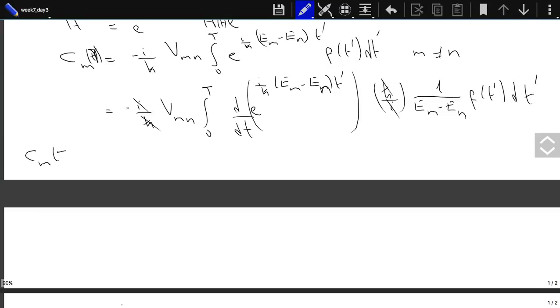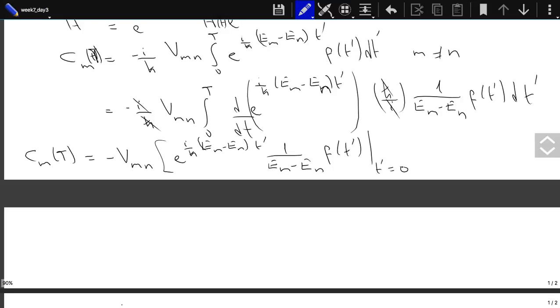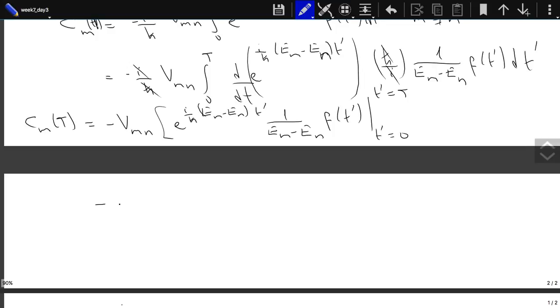Cm at the time t will be minus Vmn. Now if we do the integration by parts, this is e to the power i over h bar (Em minus En) of t prime, times 1 over (Em minus En) f of t prime, evaluated from t prime equal to 0 up to t prime equal to t, minus the integral from 0 to t of e to the power i over h bar (Em minus En) of t prime, times 1 over (Em minus En), df by dt prime.